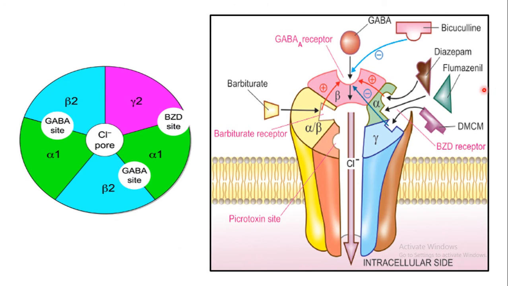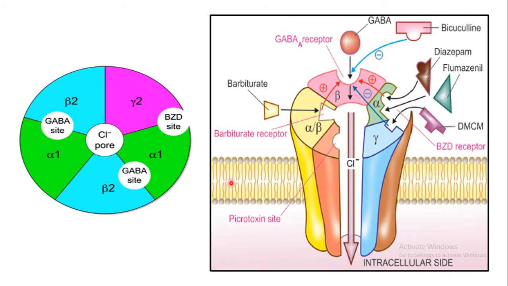So this is what the chloride channel looks like exactly. It has 5 subunits, 2 alpha, 2 beta and a gamma subunit. This is how it is located, and in between there is a chloride ion channel, an aqueous pore. So when GABA binds to its receptor, the subunits move apart, the channel will open and chloride ions will flow through. They will be moving towards the interior of the cell, the intracellular side.